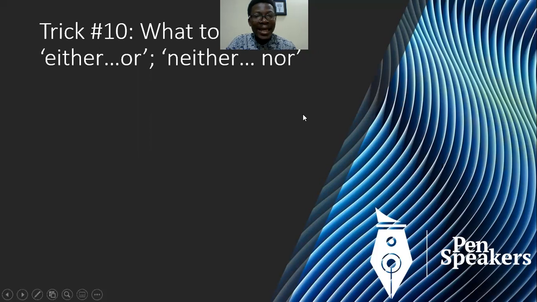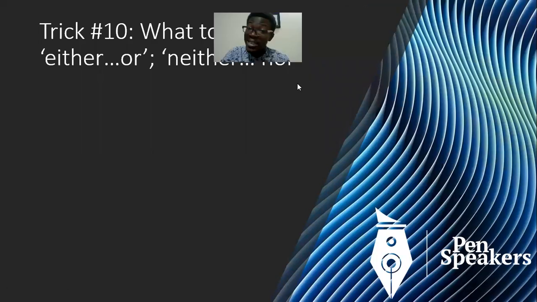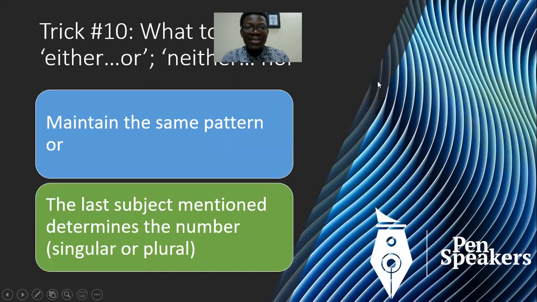All right, so trick number 10. What to do with either or, neither nor. This is another tricky trick. So you need to pay attention. All right, so what do you do? You have either of two options.